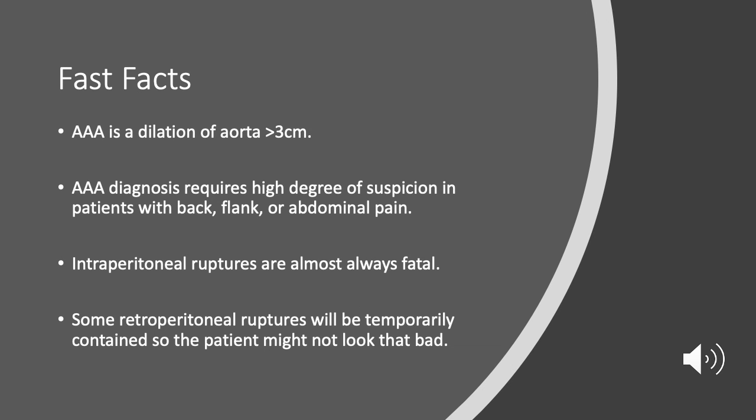To wrap up our discussion about AAAs, we'll go over some fast facts. AAAs are a dilation of the aorta greater than 3 centimeters. A AAA is a diagnosis that requires a high degree of suspicion in patients with back, flank, or abdominal pain. Intraperitoneal ruptures of AAAs are almost always fatal, but some retroperitoneal ruptures will be temporarily contained, so the patient might not look that bad. It's important to still activate your surgical team and take this very seriously.